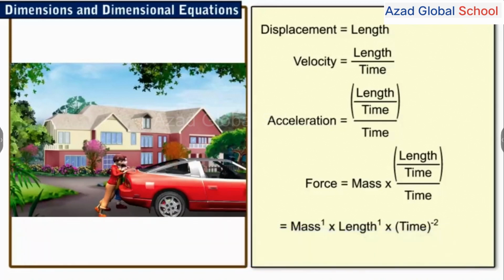We say that the dimensions of force are 1 in mass, 1 in length, and -2 in time. For convenience, we use symbols to represent base quantities as follows. For mass, we use M. Length is denoted by L and time by T.